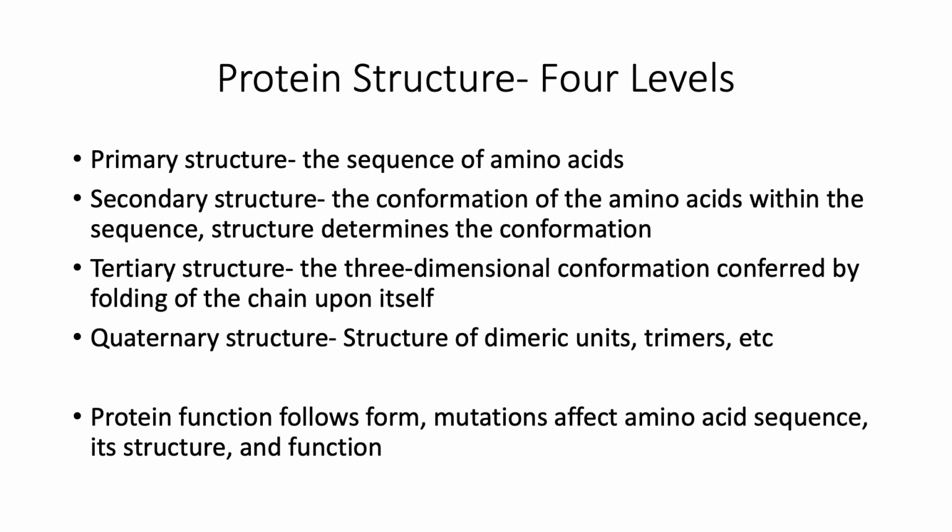You have protein dimers, trimers, and tetramers, such as hemoglobin. Again, protein function follows form. Mutations affect the amino acid sequence, its structure, and function. The most famous of this, of course, being sickle cell anemia, which we'll be covering shortly. That's a single point mutation with a change of amino acid.